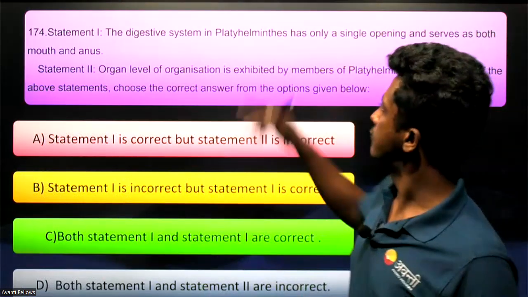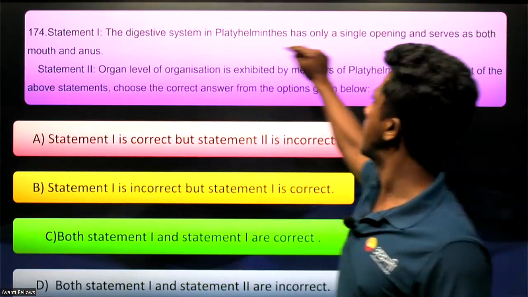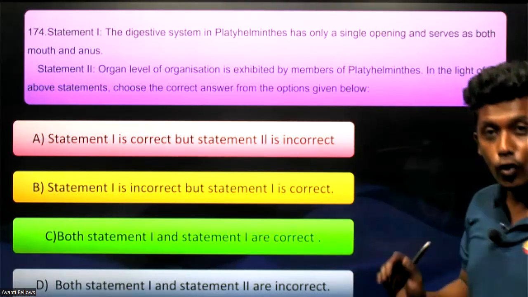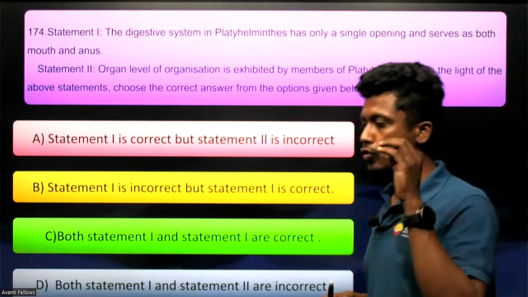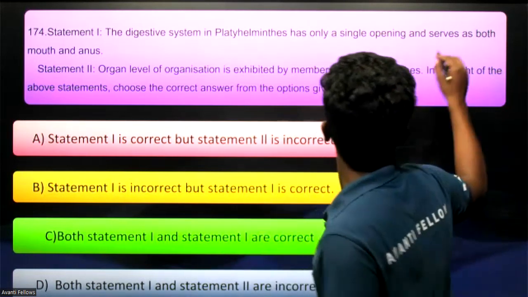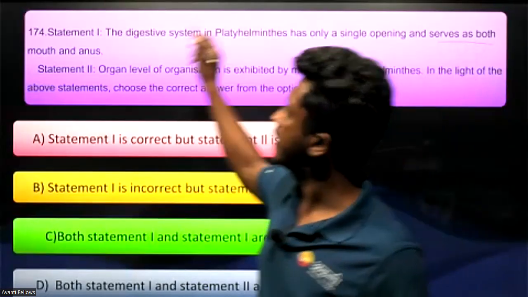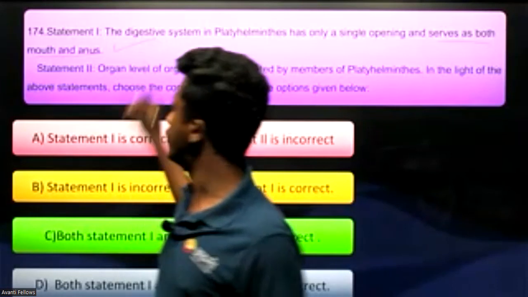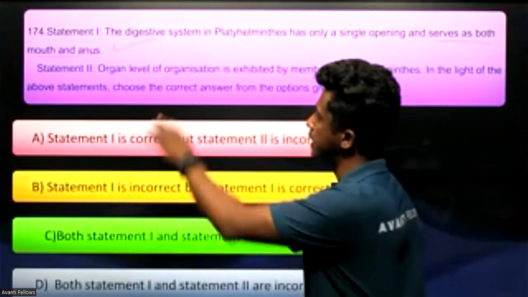So let's look at the first statement. The digestive system in platyhelminthes has only single opening. We know that it's a parasite and it has only single opening, right? And it serves as both mouth and anus. Absolutely right. Okay. So let's look at the second question.